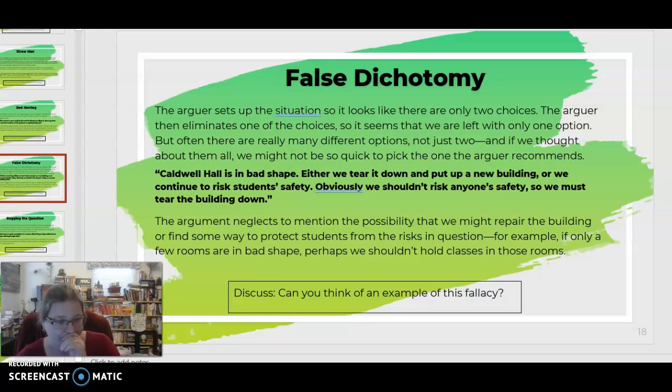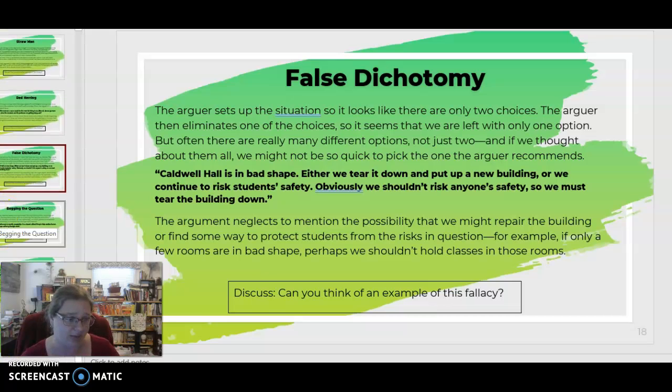So for example, this argument: Caldwell Hall is in bad shape. Either we tear it down and put up a new building, or we continue to risk student safety. Obviously, we shouldn't risk anyone's safety, so we must tear the building down. So by placing the argument into a false dichotomy, it forces the reader into choosing one of these two solutions, and it ignores the fact that there probably are other solutions out there in between those two alternatives. There are other ways to make the building safe, or what have you.